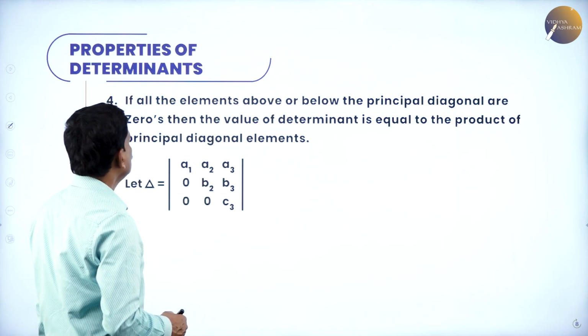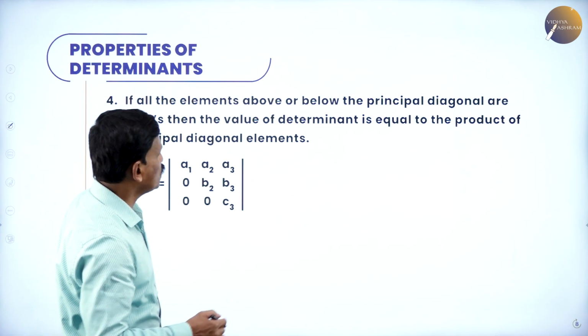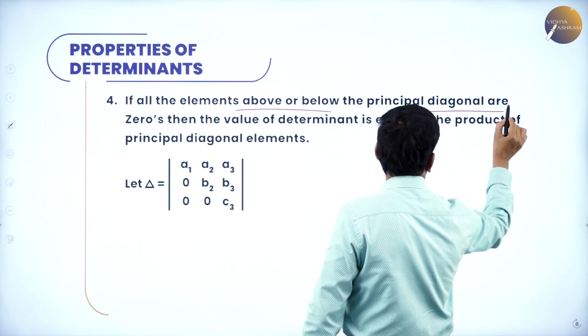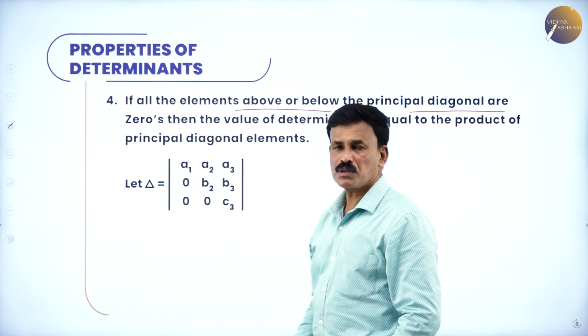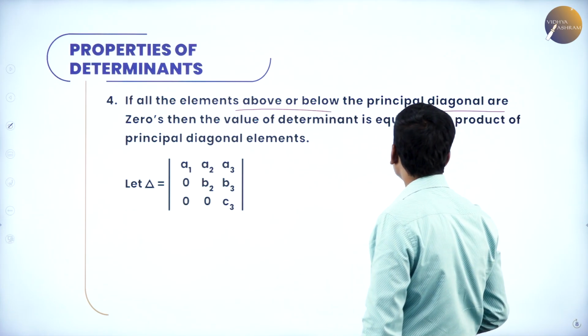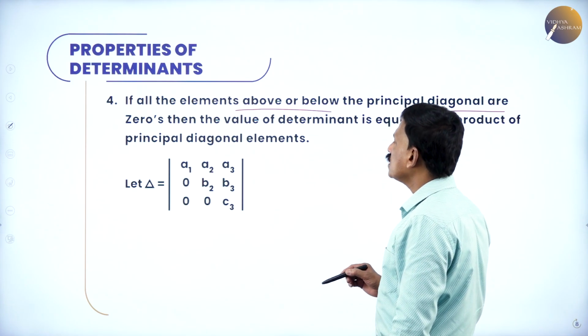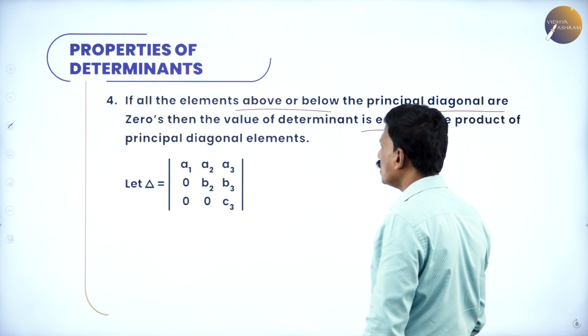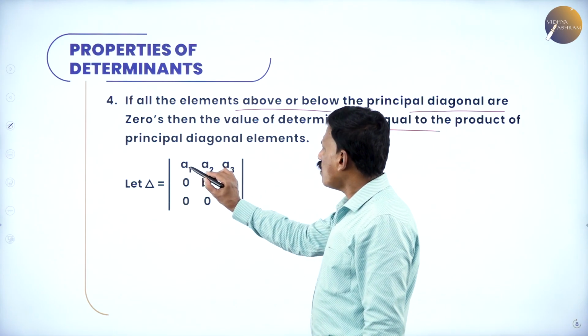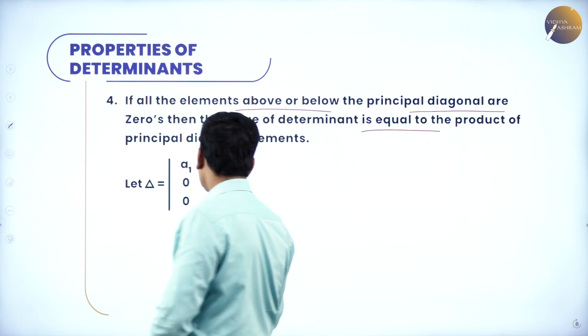Property number 4. If all the elements above or below the principal diagonal are zeros, this is very important. We are using this property to solve the problems based on the properties of determinants. If all the elements above or below the principal diagonal are zeros, then the value of a determinant is equal to the product of the principal diagonal elements. So here all the elements above or below the principal diagonal are zeros.